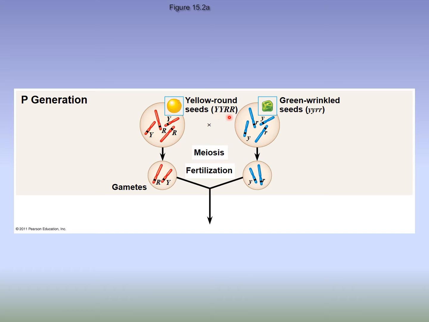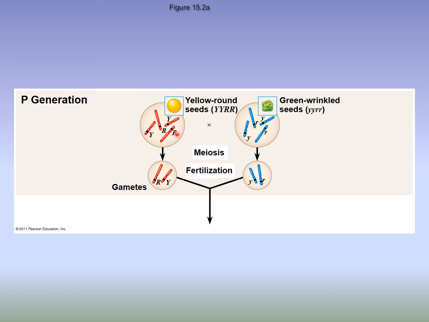They are homozygous dominant for both of the traits. And then the green wrinkled seeds are homozygous recessive for both of the traits. So these are opposing phenotypes and of course genotypes. Of course we know what the result is, but let's look at the chromosomes here.